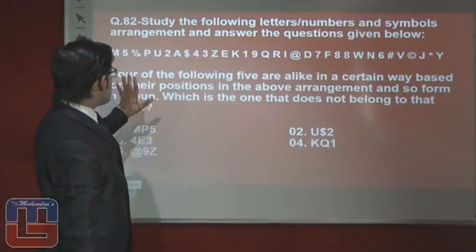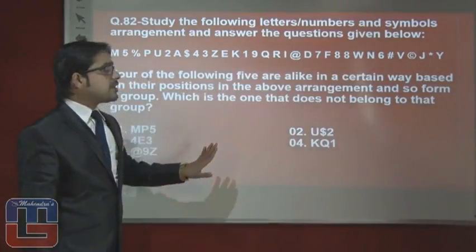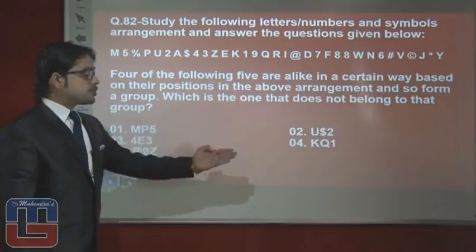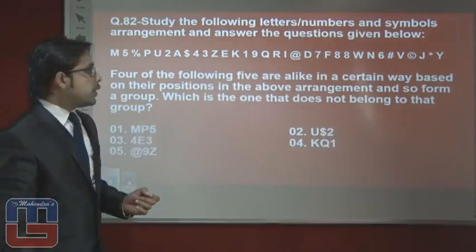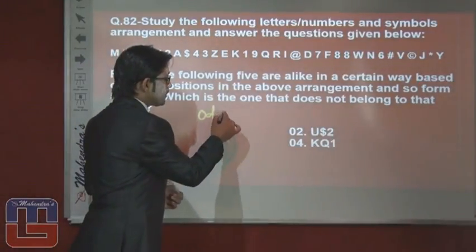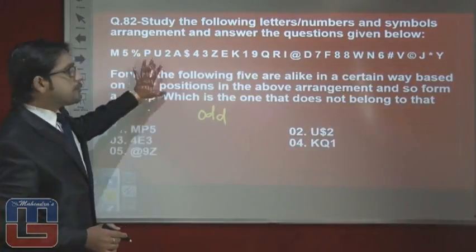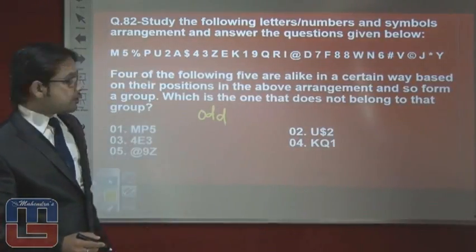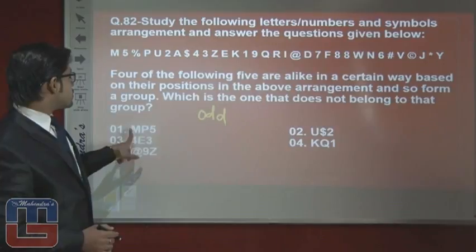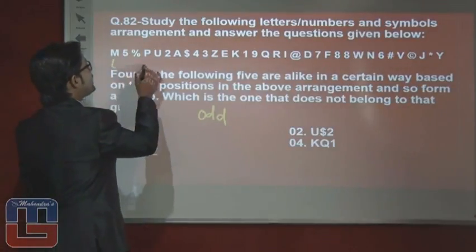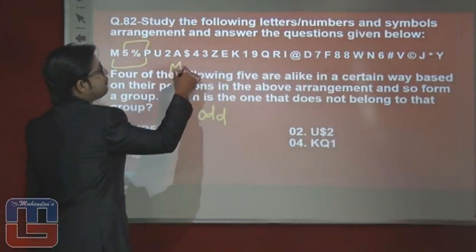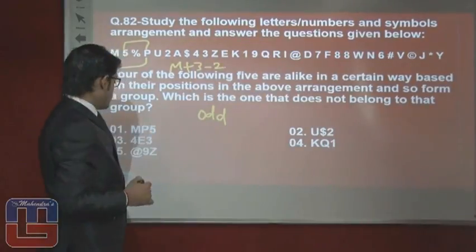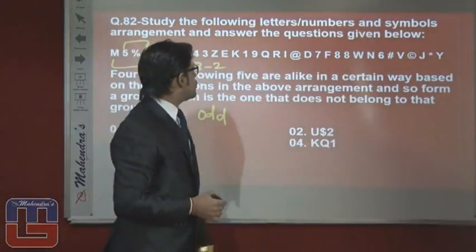As you can see here, 4 of the following 5 are alike in a certain way. You can see here 5 options are there. We have to decide which is odd. First we have to relate it with the question, then we have to decide which is the odd one out. Now you can see here, first option is MP5. MP5 means AM2 plus 3 then minus 2. Second option is U$2.